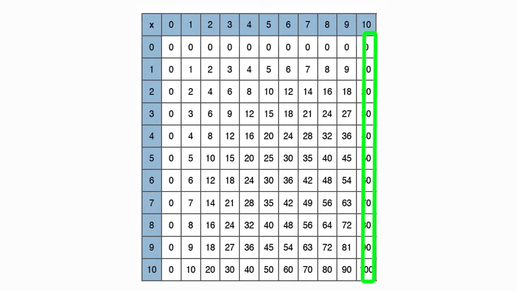Each product ends with a 0. Multiples of 10 will always end with a 0. Some of them may have more than one 0, like 10 times 10, which is 100. But all multiples of 10 will always end with a 0.